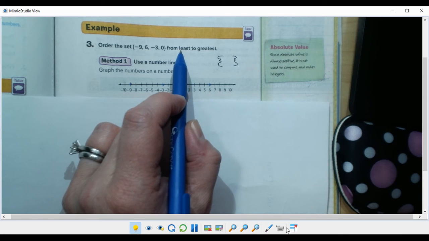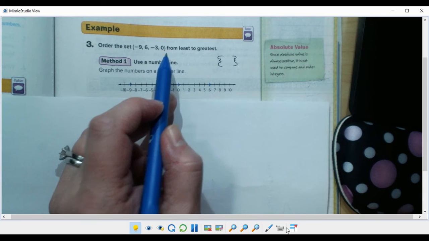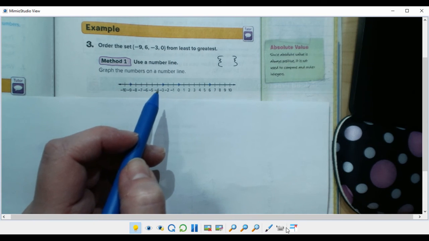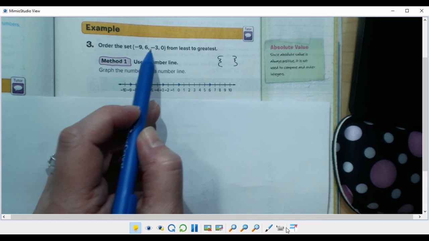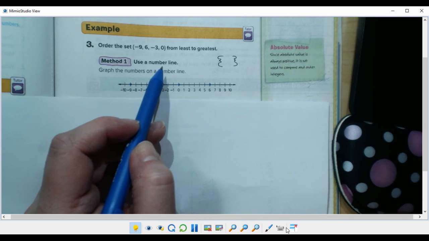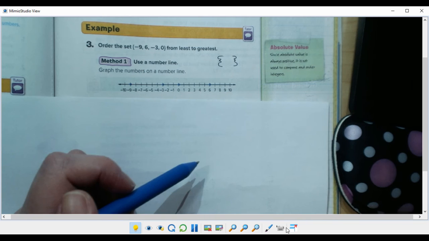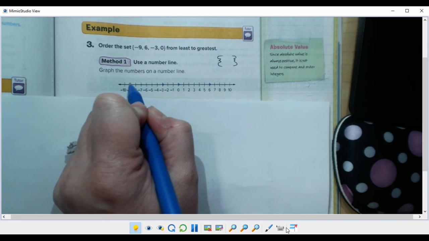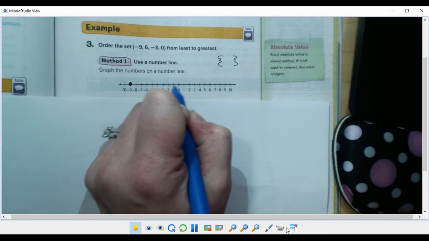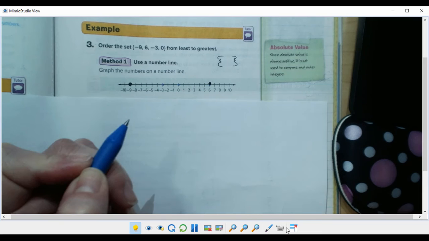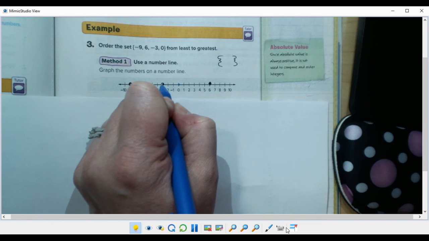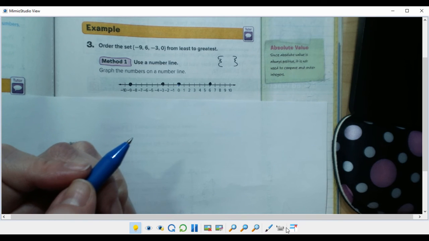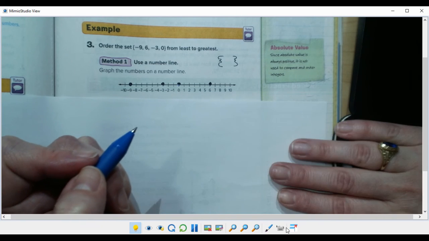Now, it's real tempting to just go, oh, I'm going to count 0, 3, 6, 9. Nope. We know that the negatives, or owing somebody money, is a much different situation than the positives, or having money in your pocket. So one method is to use a number line. Put a dot at -9, a dot at +6. I'm making these a little bigger so you can see them. A dot at -3, and a dot at 0.